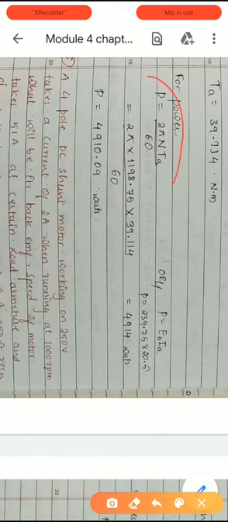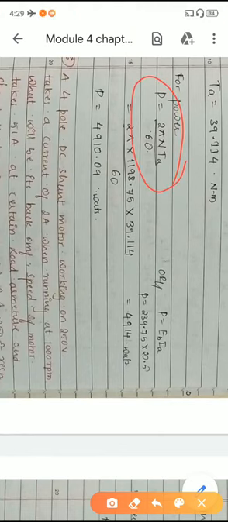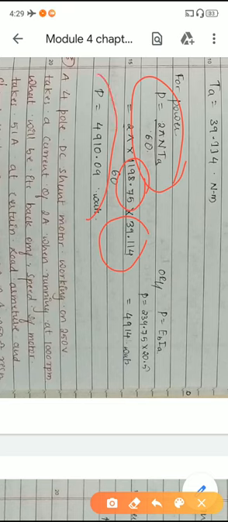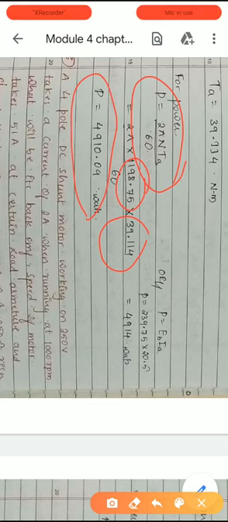P is equals to 2 pi N TA divided by 60. TA is nothing but total torque. Substitute that, and we know speed. Substitute the value of speed, right? So we can get P is equals to 4910.09 watts or 4.9 kilowatts.